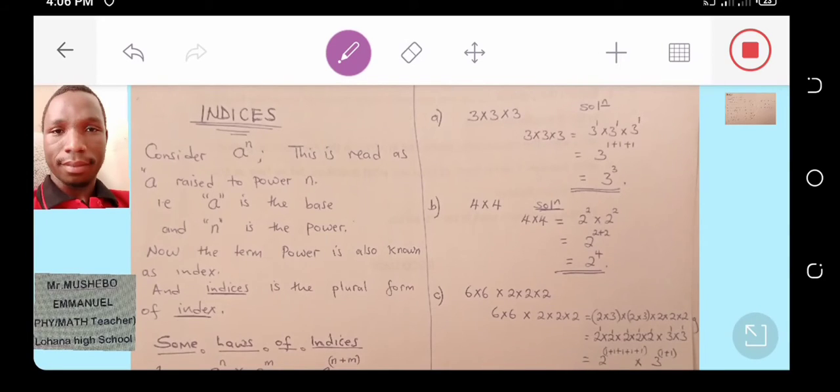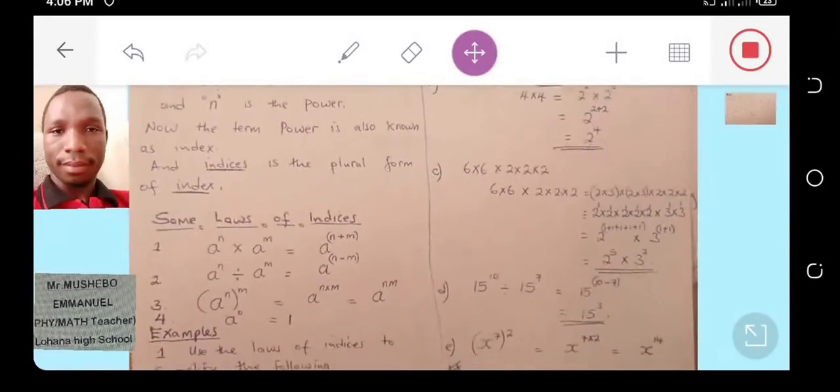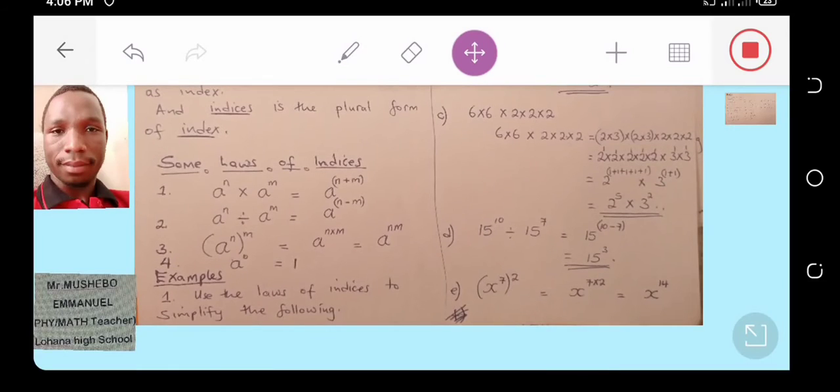So when you come to indices here, we are going to see how to simplify indices. And if we are to simplify indices, we need to learn some laws of indices. And the first law of indices is this one here.